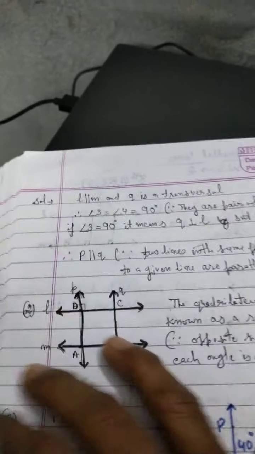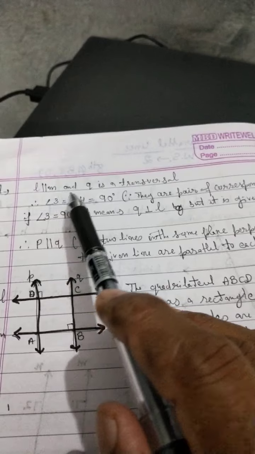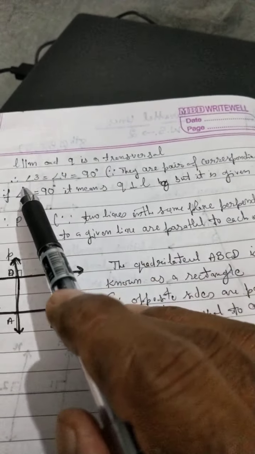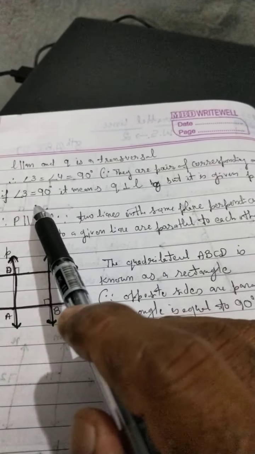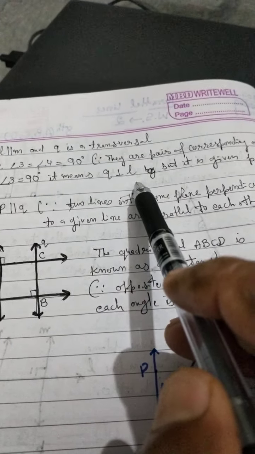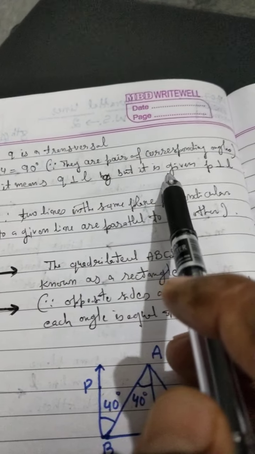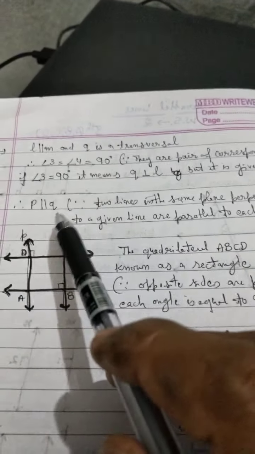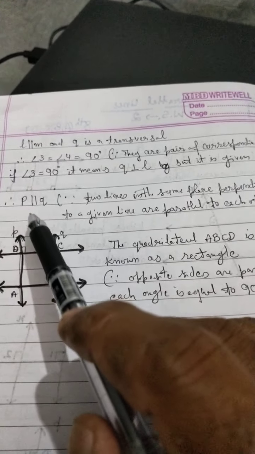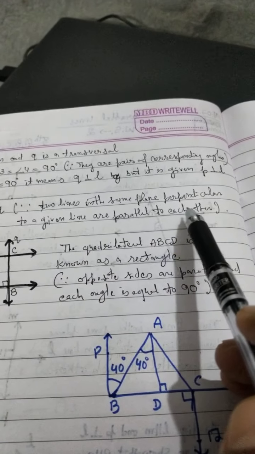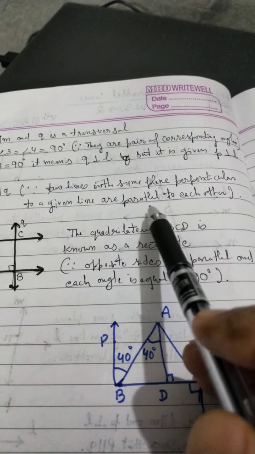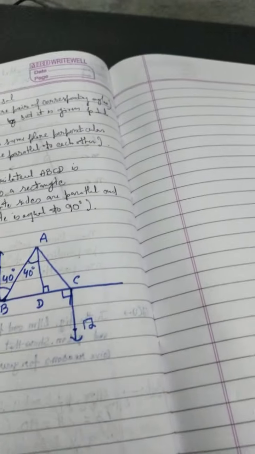So the solution of this question is: L parallel to M and Q is a transversal. Therefore angle 3 is equal to angle 4 is equal to 90 because they are pairs of corresponding angles. If angle 3 is equal to 90, it means that Q is perpendicular to L. But it is given that P is perpendicular to L. So therefore P is parallel to Q, because two lines in the same plane perpendicular to the given line are parallel to each other.